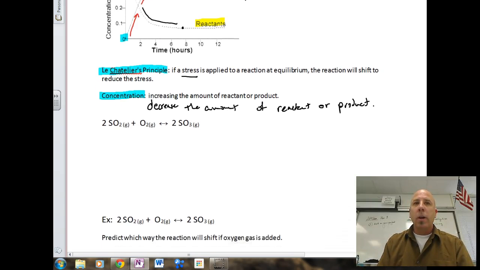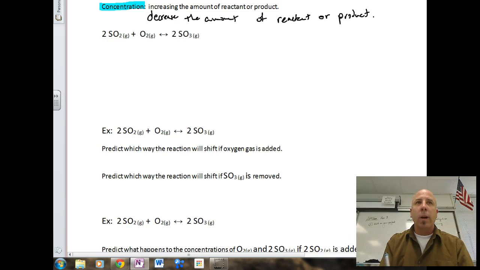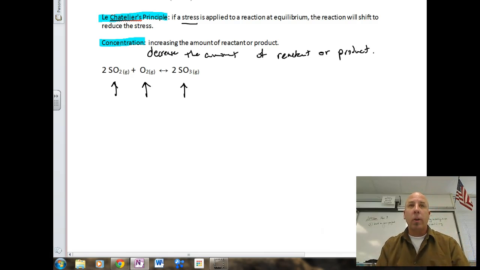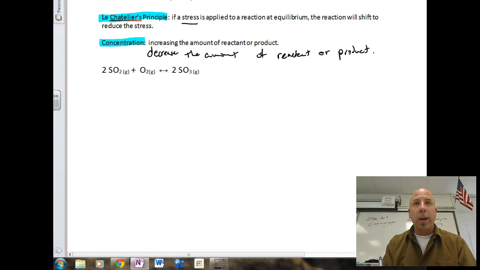Let's give you an example of what we're talking about in this reaction. Here we have 2 SO2 gas, sulfur dioxide, reacting with O2 gas to produce 2 SO3, which is sulfur trioxide, in the forward direction. In the reverse direction, what we have occurring is SO3 gas decomposing into O2 plus SO2 gas.